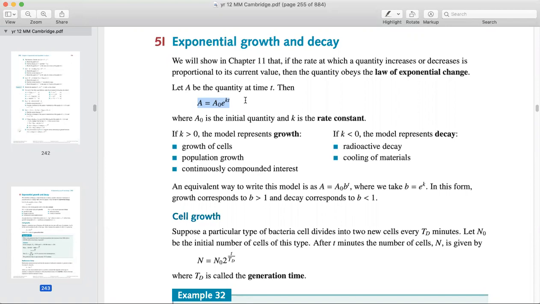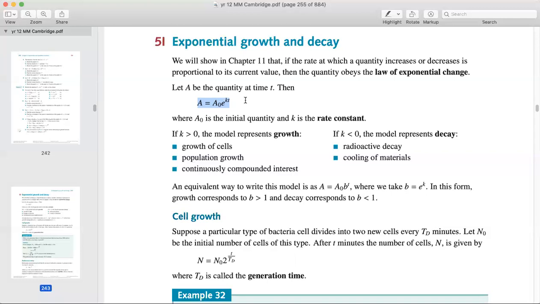And t is just time. And e is the natural base. It can be e or it can be any other number, it really depends on the question. So when k is greater than 0, it represents growth, an increase, like growth in sales, population growth, or compound interest. And when k is less than 0, it's decay or decrease, meaning cooling, or radioactive decay.